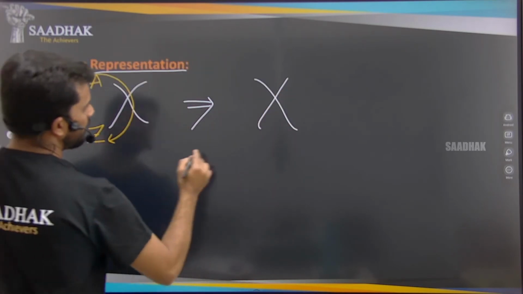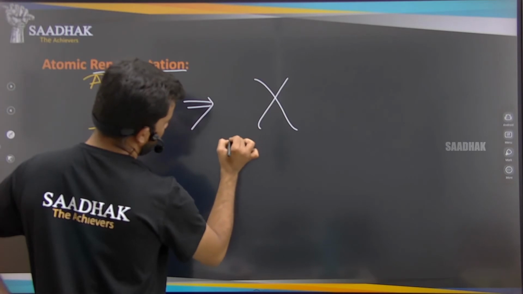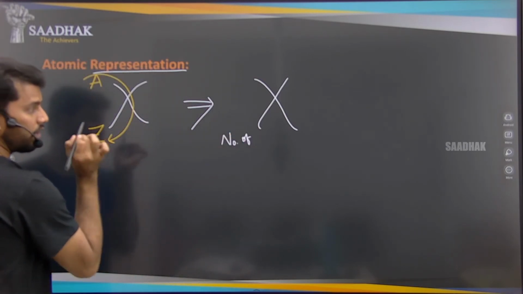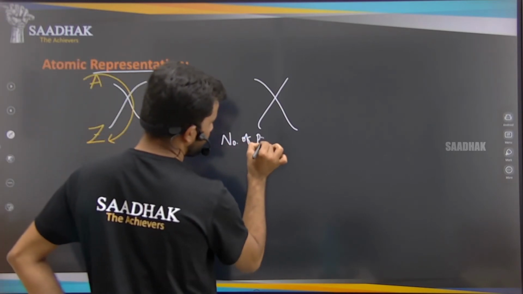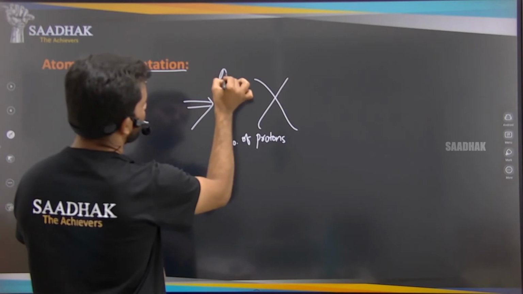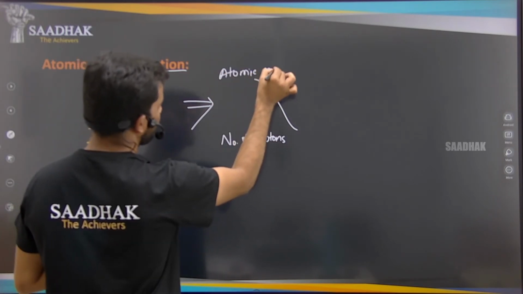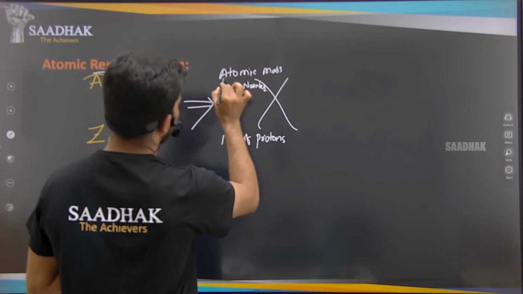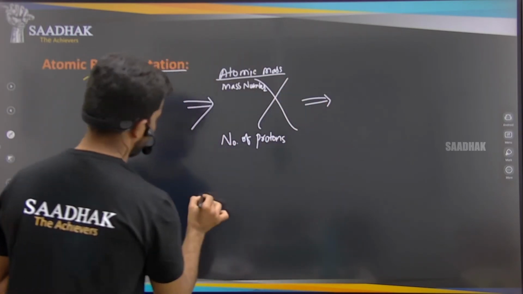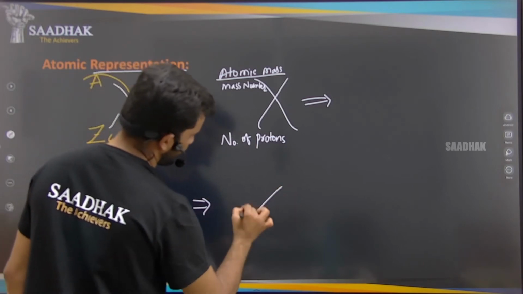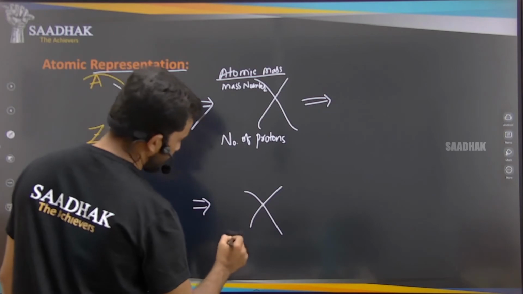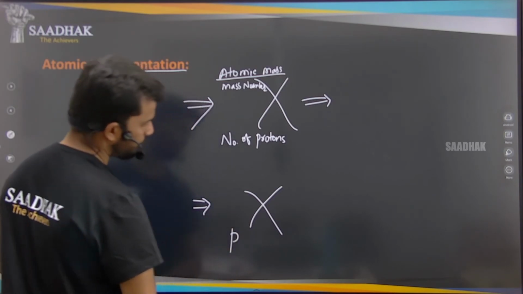So what is Z? Z is nothing but the atomic number, that is the number of protons, right? And what is A? A is nothing but the atomic mass or the mass number. So how do we represent that? Let us write it here. If this is my species or the atom, then the number of protons, let us write the short form of that, P.